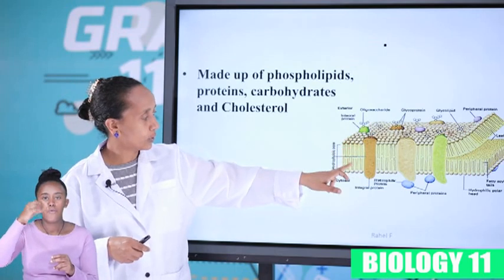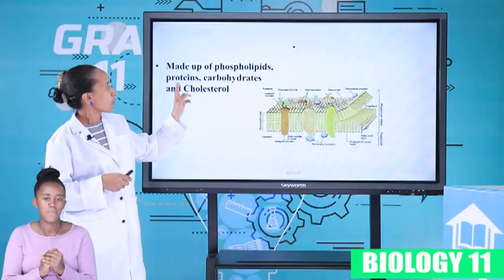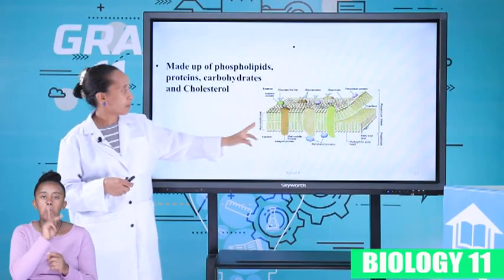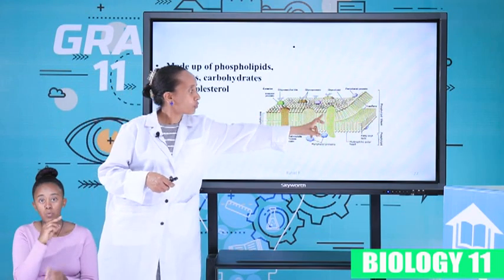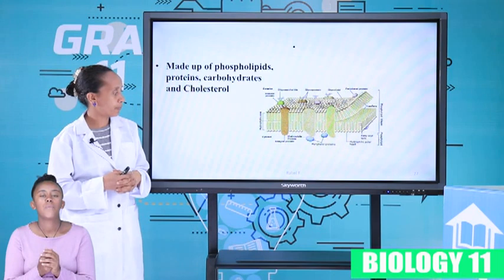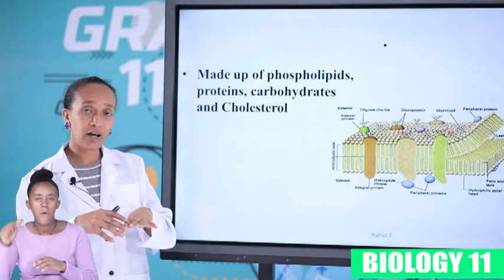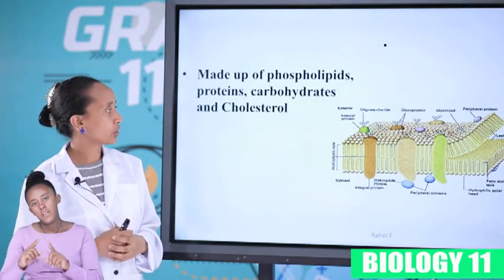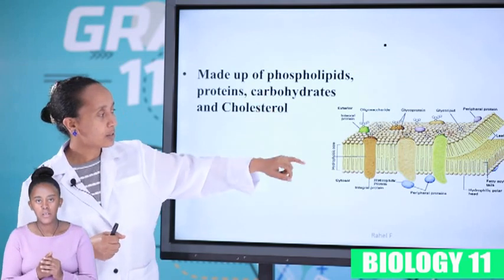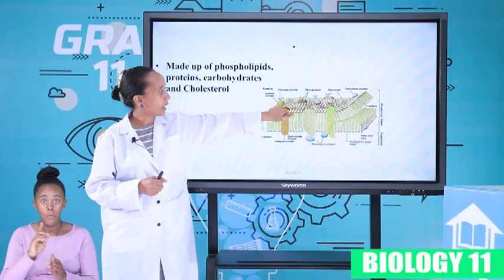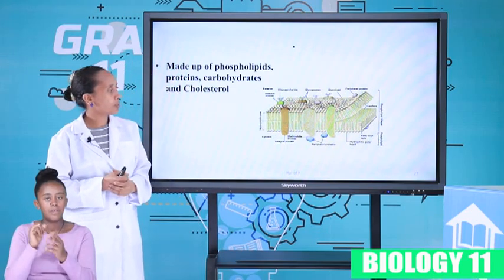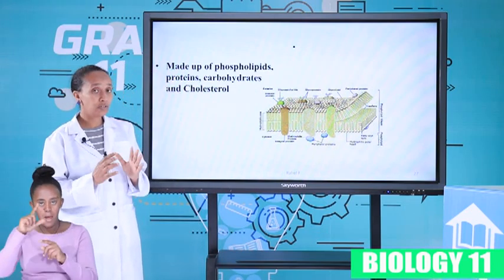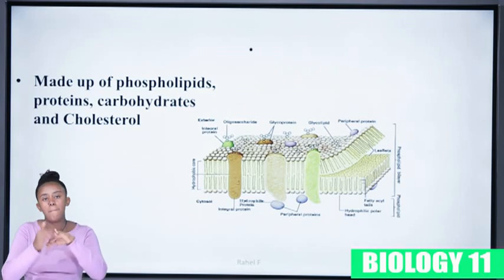These are phospholipids. And the other one is protein. The plasma membrane has protein. For example, these are protein molecules that cross the plasma membrane, and they have different functions. Carbohydrates, as you see here, these are carbohydrate molecules that make up the plasma membrane and have specific functions.